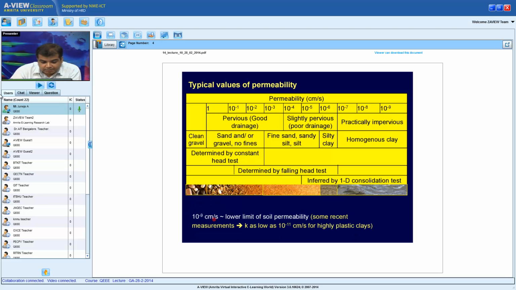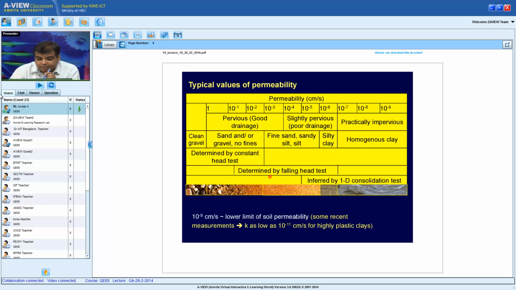The second number is 10 to the minus 9. It says that's about 10 to the minus 11 or so. That's the lower limit of soil permeability, which the majority of clay show. Of course, this table shows you can determine permeability by constant head and by falling head. So the lower the permeability, you need to go falling head. That's towards silts and clay. Both the methods have been shown in the previous presentation.